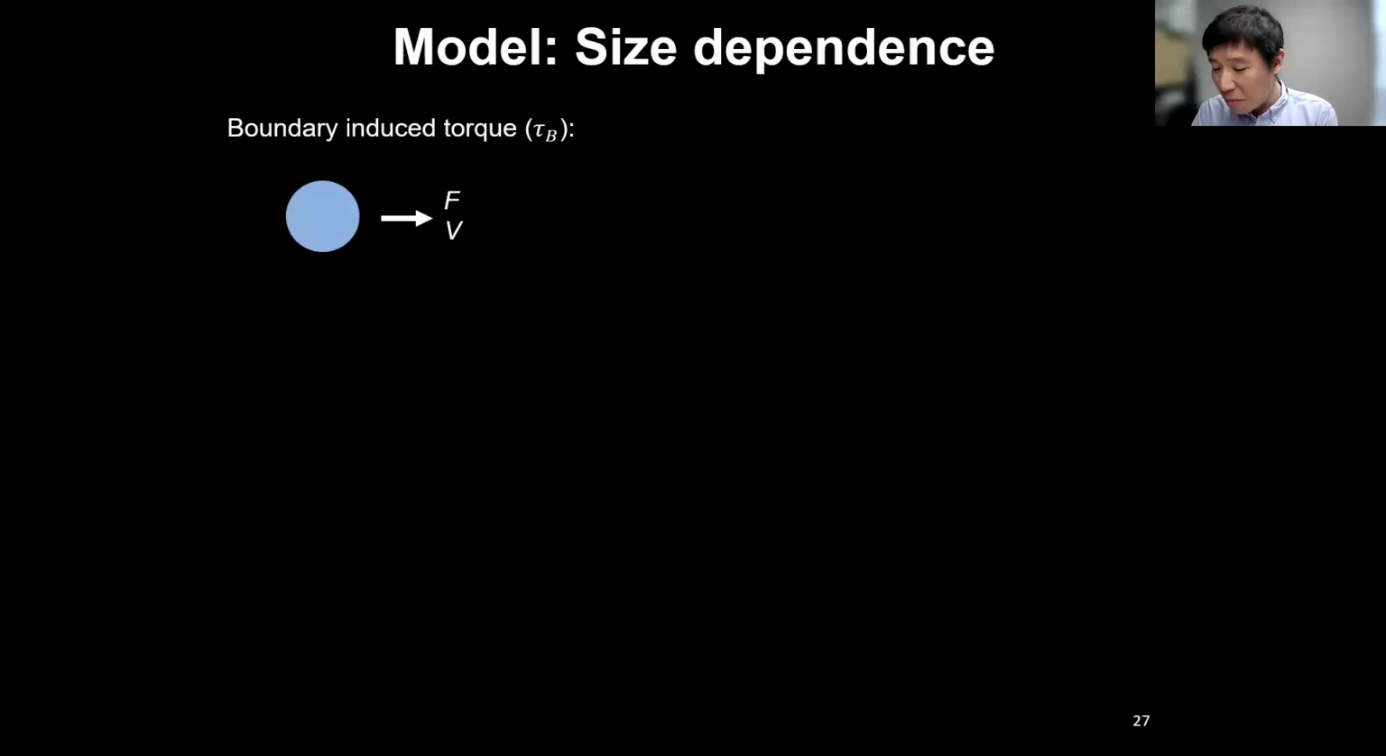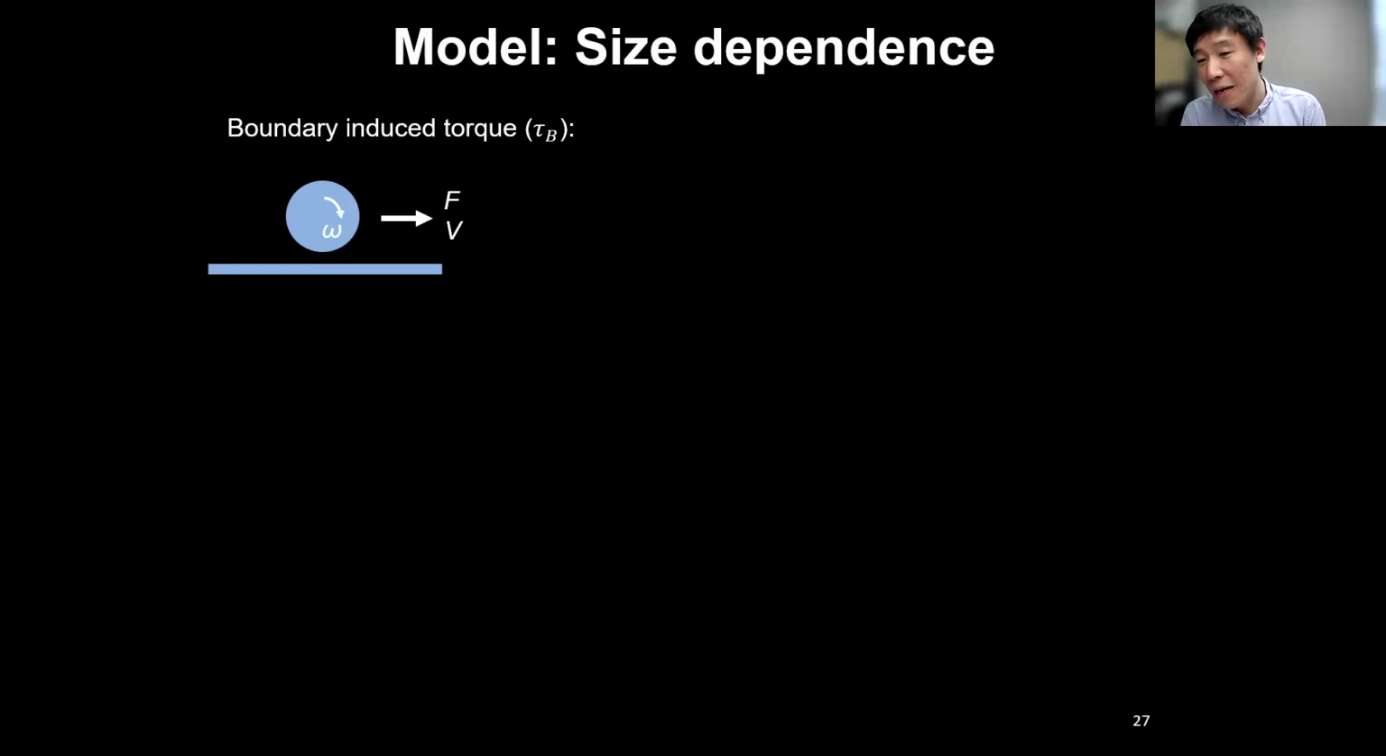A is the radius of the particle. But now let's imagine that you have a particle moving next to a wall, which is stationary. Because the fluid has to satisfy the no-slip boundary condition at the surface of the particle and at the surface of the wall, even though you're only moving the particle to the right, the particle will automatically rotate. We call that boundary-induced torque.